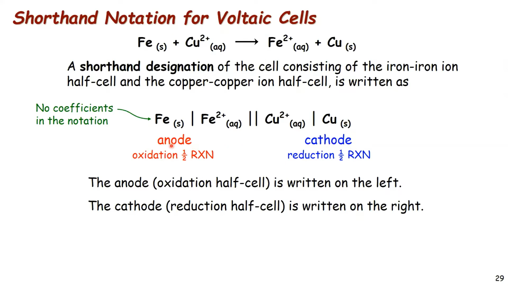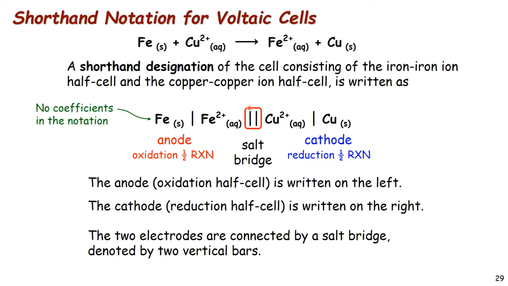Again, the shorthand designation always has to be written in this way: the anode on the left and the cathode on the right. That's why I say when you draw the cells, you should always draw them with the anode on the left and the cathode on the right. Again, if you're going to be a rebel and draw the cell the opposite way, I have no problem with that. Just be very careful that you get the electrons going in the right direction and you're labeling the cathode and anode correctly. But for the shorthand designation, you don't have a choice. It's got to be the anode on the left and the cathode on the right.